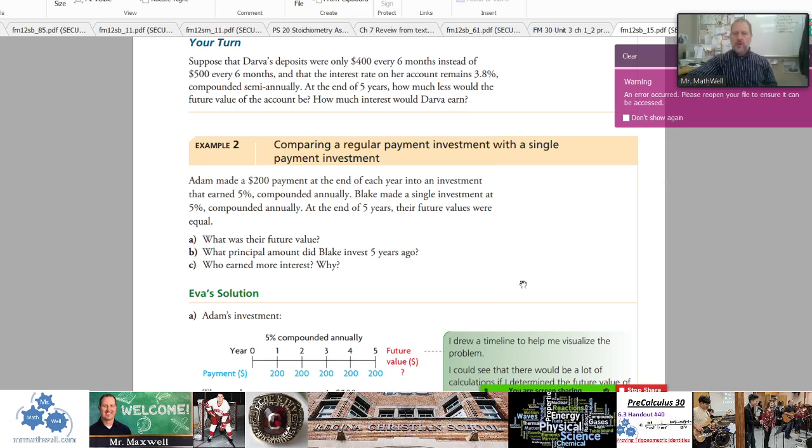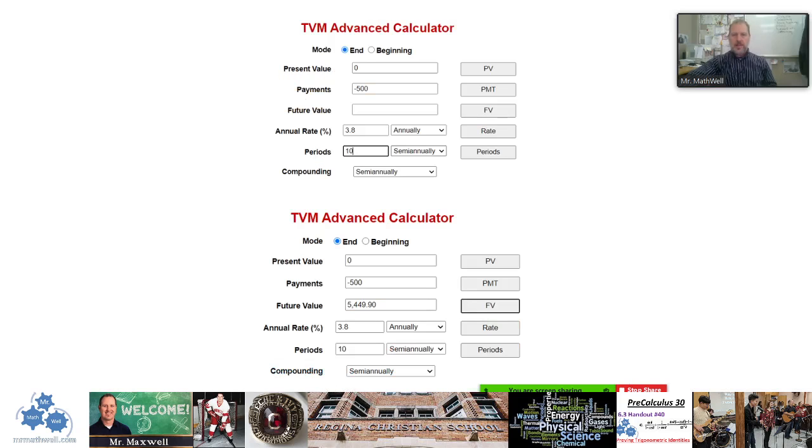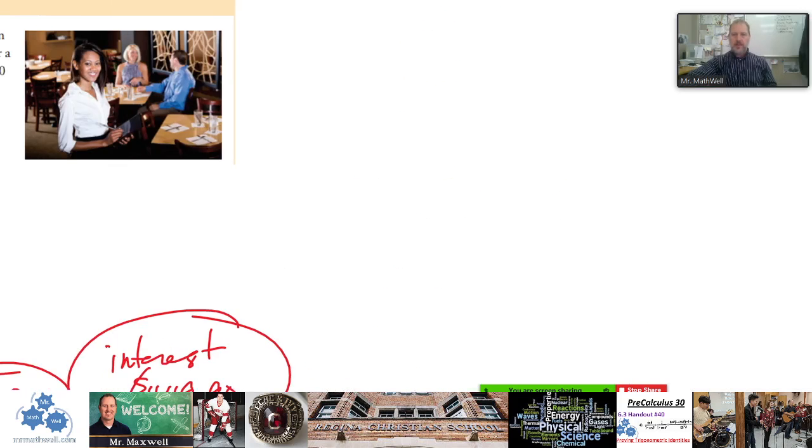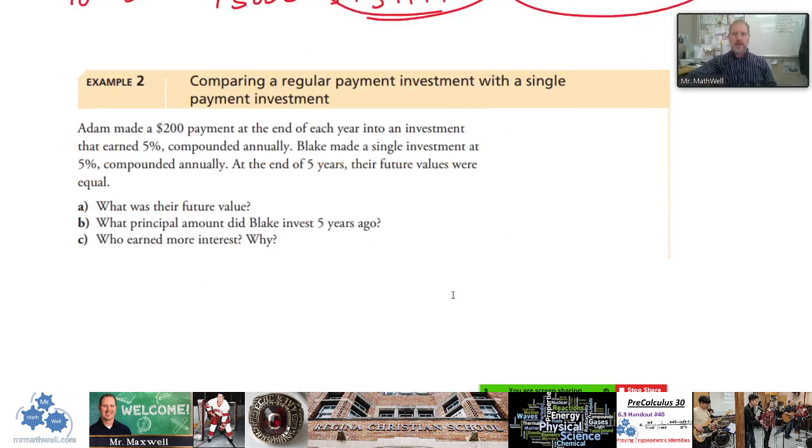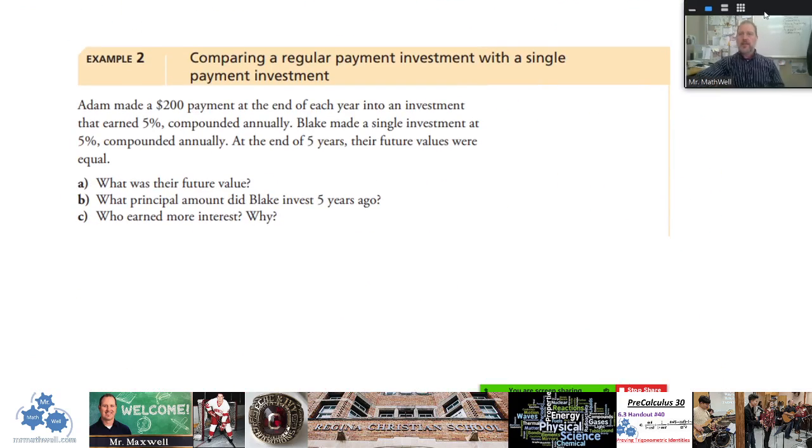Okay, so the next example is in the textbook as well, and I've just recopied it out here. Let's take a look at example 2. Adam made a $200 payment at the end of each year into an investment that earned 5% compounded annually. So we've got a lot of information there: the $200 payment at the end of each year, 5% interest, compounded annually.